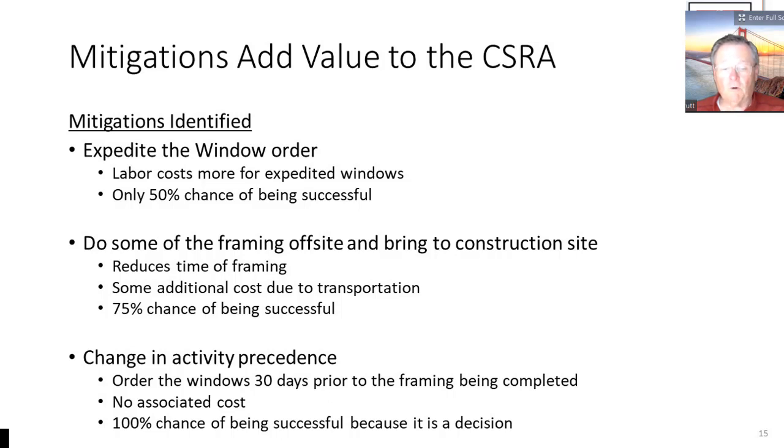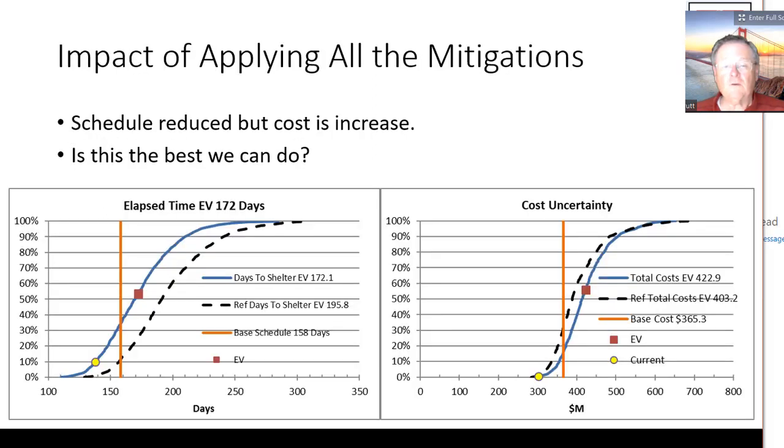Or in the base case, we're ordering them after the framing was done, and we can actually go in there and measure the window openings. But there's no associated cost with this decision. And let's assume there's a 100% chance of being successful because it is a decision. So what is the impact of all these mitigations?